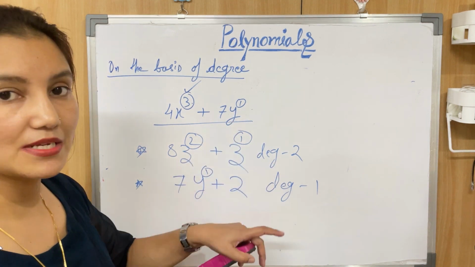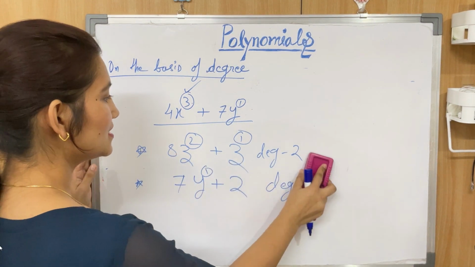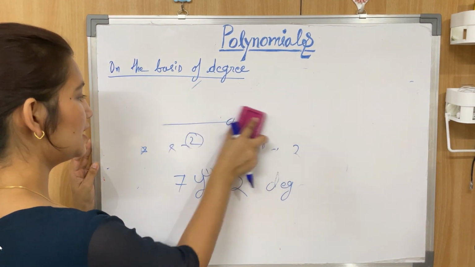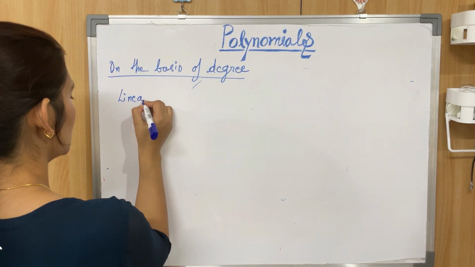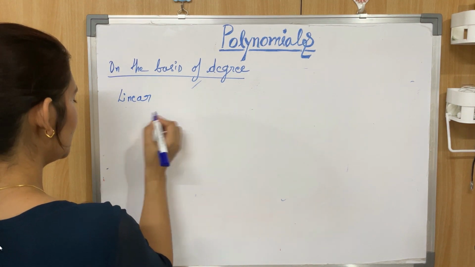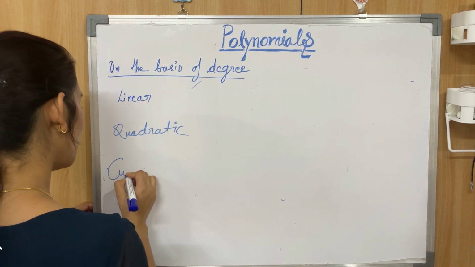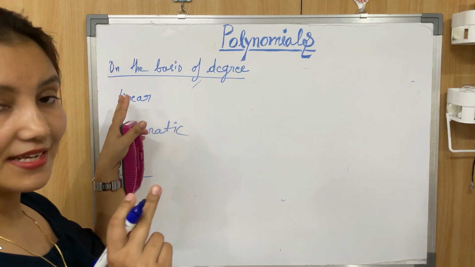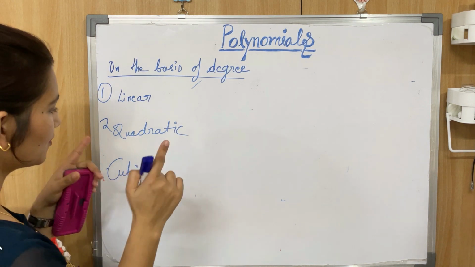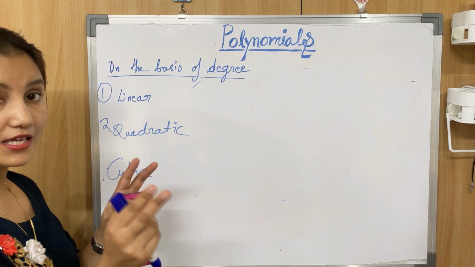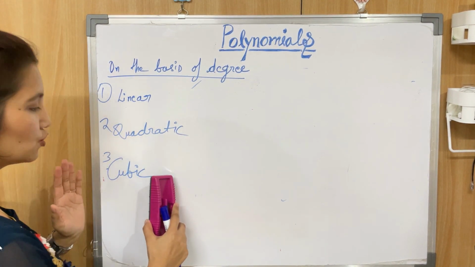Clear? So on this basis, polynomials are divided into linear polynomial, quadratic polynomial and cubic polynomial. Let's discuss them. If the degree is 1, the polynomial would be linear. If the degree is 2, the type of polynomial would be quadratic. And if 3, cubic.